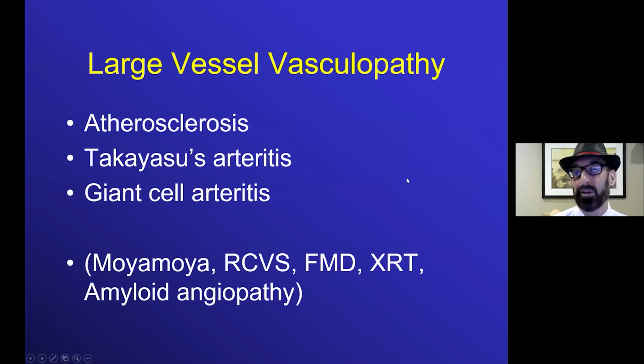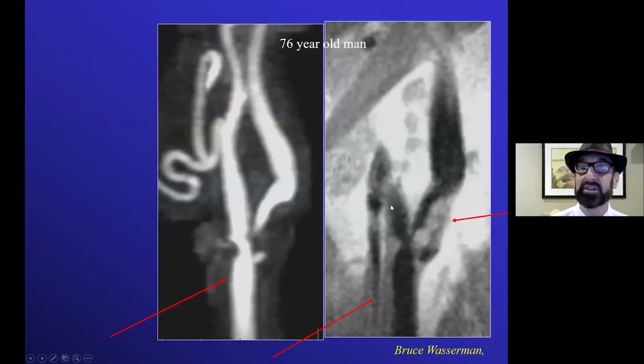However, when we think about large vessel vasculopathy, not necessarily inflammatory, we must also consider atherosclerosis. In a lot of people's opinion, atherosclerosis is a type of inflammation of the large vessels. In addition to Takayasu's arteritis and giant cell arteritis, which are mentioned in that Chapel Hill consensus, there are a lot of other vasculopathies that affect the large vessels, which I will now cover. So let's start with atherosclerosis.